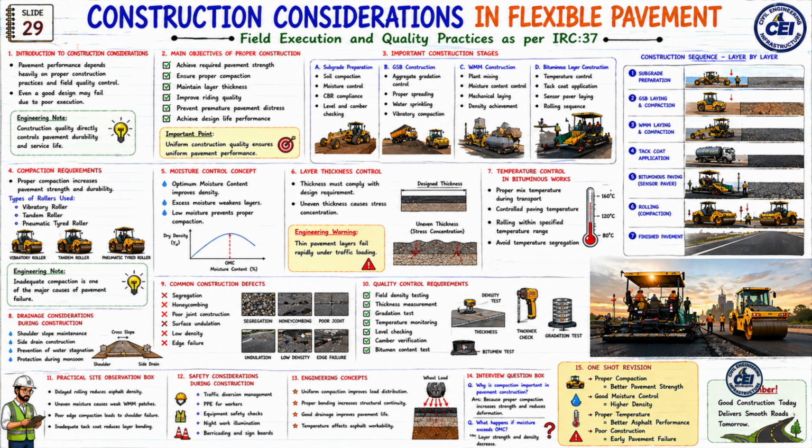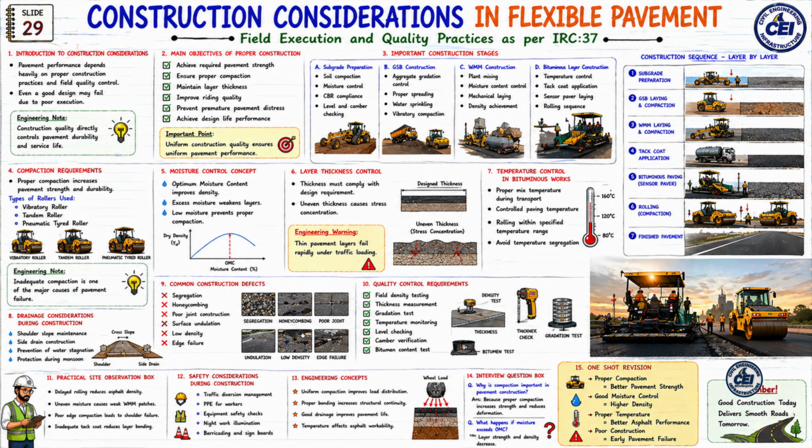Now let us look at the second topic. To recap main objectives of proper construction. The main objectives of proper pavement construction: achieve required pavement strength, ensure proper compaction, maintain layer thickness, improve riding quality, prevent premature pavement distress, achieve design life performance. Now look at the important point below. Uniform construction quality ensures uniform pavement performance. If the quality is not uniform, so the pavement will develop weak zones.